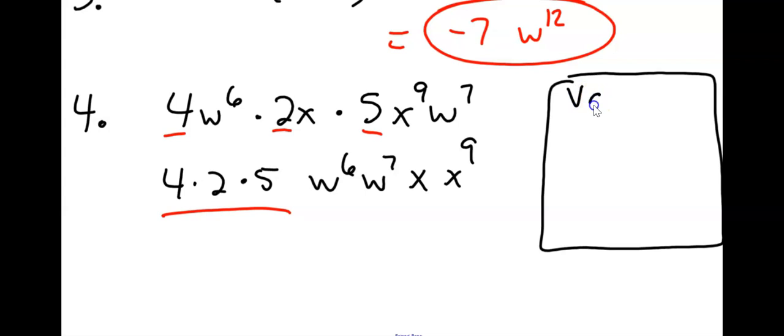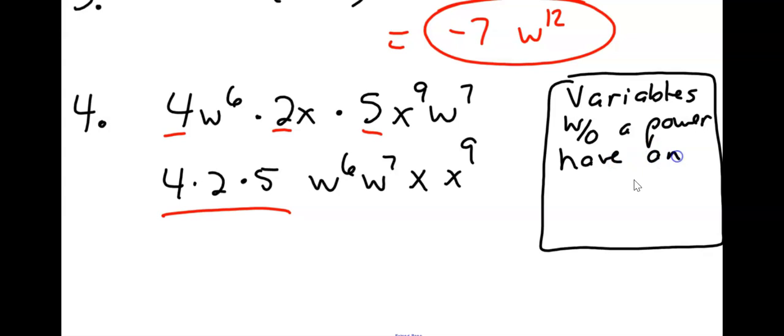And then the one little extra you've got to put on the side: variables without a power basically just have an understood power of 1. Kind of like if you just have an x, you don't have to put a 1x in front of it, just like if you have an apple. You don't have to say, I have 1 apple, unless you just want to.